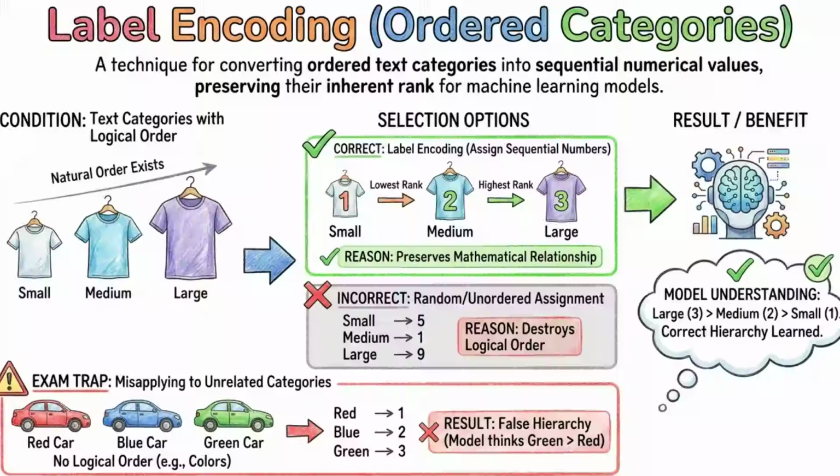However, if your text categories have a natural, logical order, such as the sizes small, medium, and large, you should use a different technique called label encoding. Label encoding simply assigns a sequential number to each category, like a 1 for small, a 2 for medium, and a 3 for large. This carefully preserves the mathematical relationship, allowing the predictive model to clearly understand that large is truly bigger than small. A classic exam trap is applying label encoding to completely unrelated categories like car colors, which accidentally tricks the model into thinking that a blue car is mathematically greater than a red car.